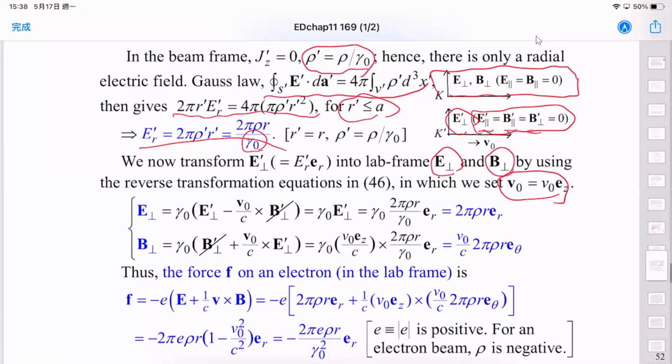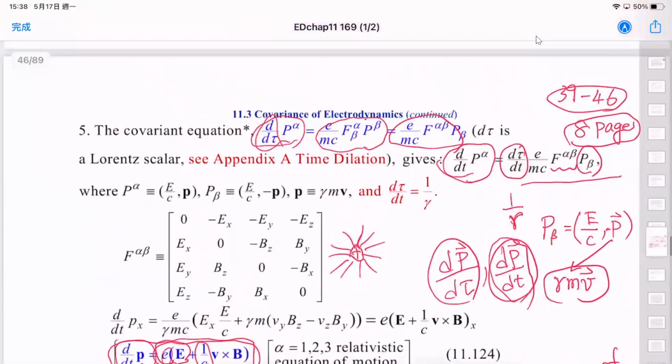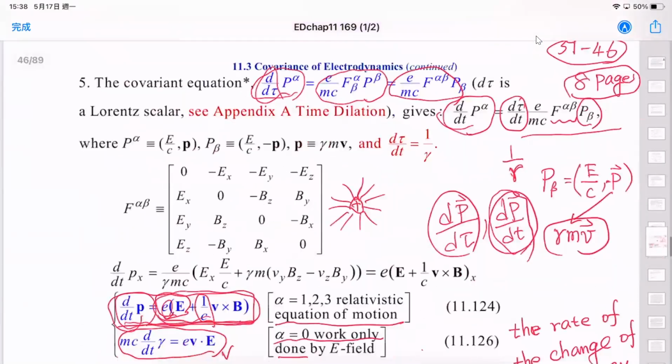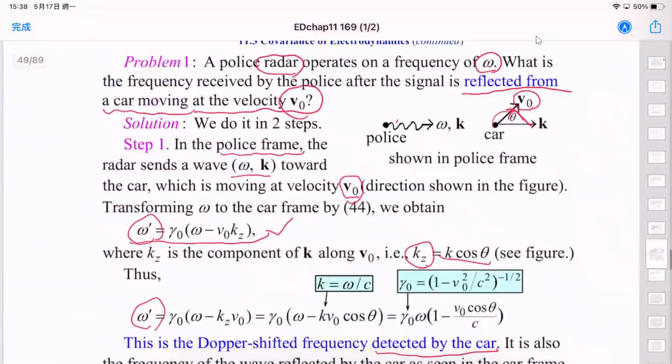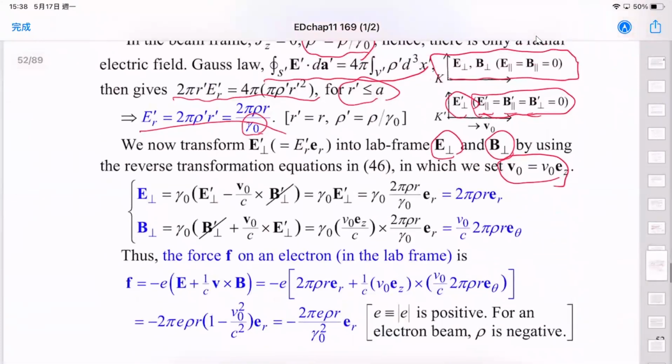If it's not clear to you, go back to here. From here to here, and now we go from here to here. So it just differs by a minus sign. It becomes negative, becomes positive. Negative and positive. Okay, that's why we have a different sign here: gamma 0 E perpendicular prime. So here, the electric field is still the same.